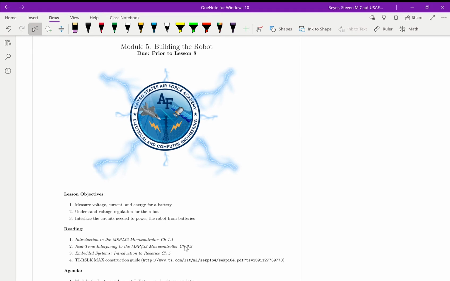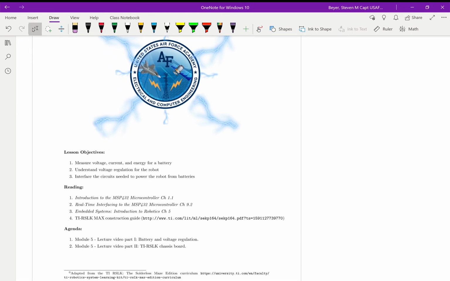Today we're going to move on to Module 5, Building the Robot. We're going to talk about the battery and voltage regulation and the power budget for our system. We're also going to talk about some of the physical components on the chassis board, which we're going to build in the lab next class. So we're going to have our robot built by the end of next class.